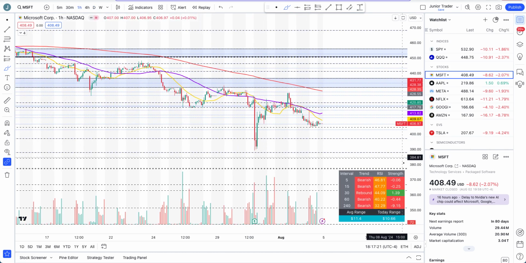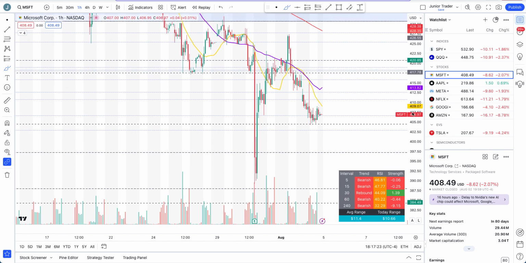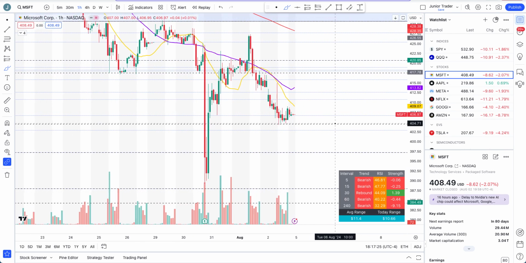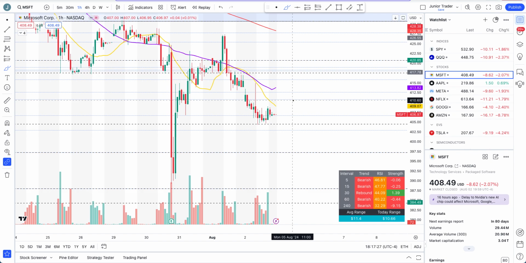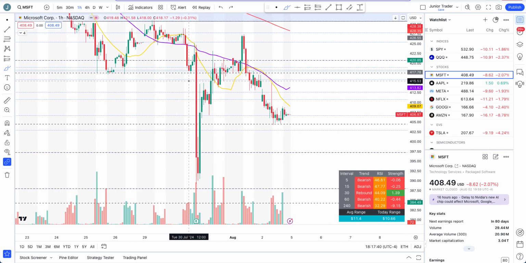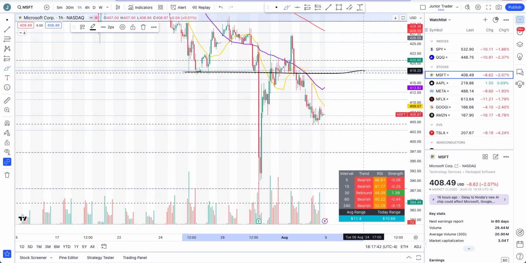So let's go to the hourly interval and let's talk about what are the possibilities of any upside. Right now, I'm not seeing many possibilities of upside. Even intraday strength would be only above the 410 area, because that's where the supply zone is sitting. If Microsoft starts to get above 410, then only some upside strength may come, but only until 417. That's where the next strong resistance level is sitting, right?